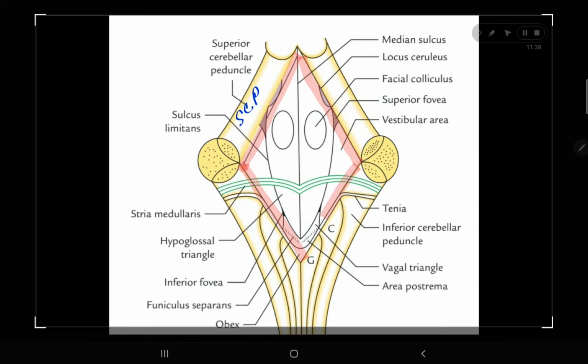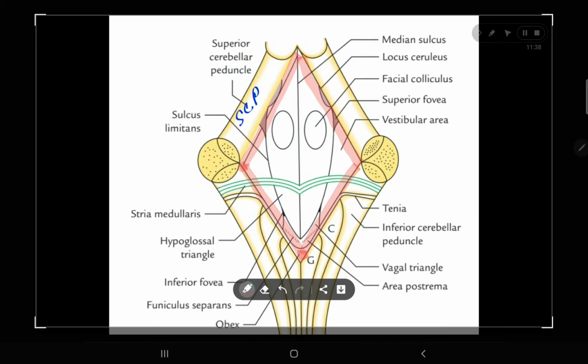It looks like the nib of a fountain pen. That's why this is also called the calamus scriptorius. This is also called the floor of the fourth ventricle, the diamond shaped fossa, or the rhomboid fossa, because of its structure.